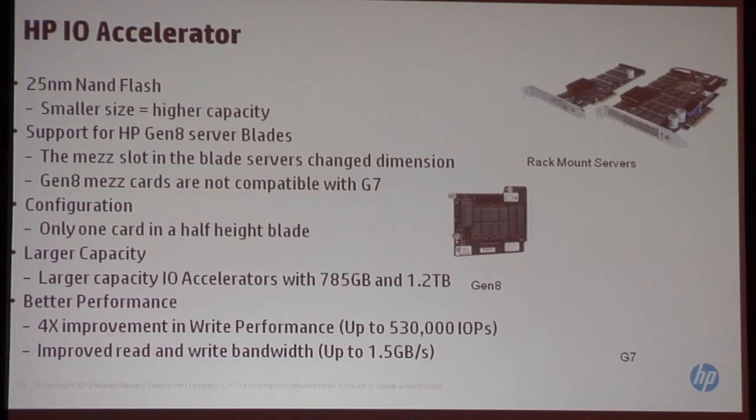Our I/O accelerator, we have a couple of options. We have the Gen 8 options, that's a MES card for the blades, and it's a standard drop-in card for our rack mount servers. It's NAND based. It's very, very fast now. As it says on the bottom, 4x improvement in write performance. The first gen was like 135,000 IOPS for write. This guy is now at 530,000 IOPS per write. And it comes in 3 sizes. We sort of focus on the 785 gig version of it for our VDI testing.